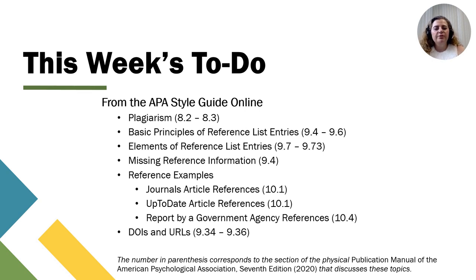Also, this week is our first week we will be looking at our APA style guide, either online or in your physical book. So here we will look at plagiarism, the basic principles of the reference list entries, elements of reference list entries, missing reference information, reference examples including our journal articles, up-to-date articles, and reports by government agencies, as well as DOI and URLs.